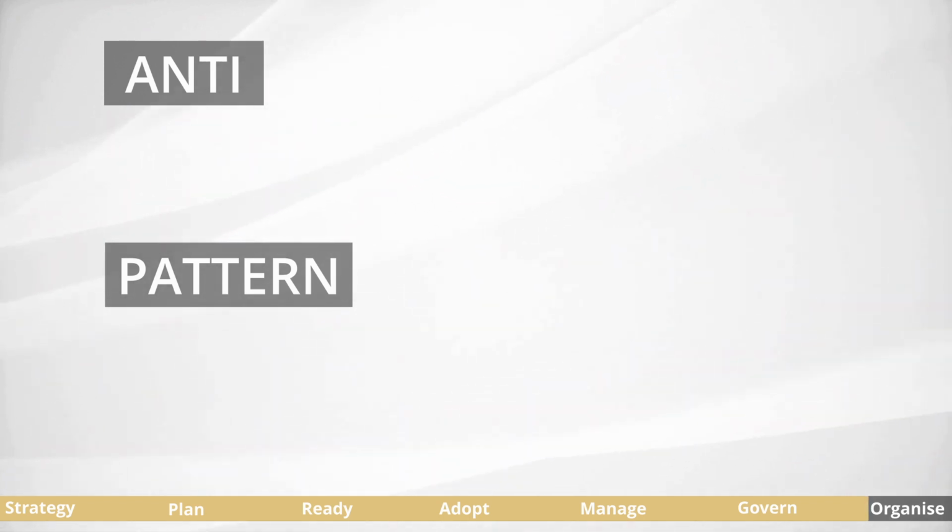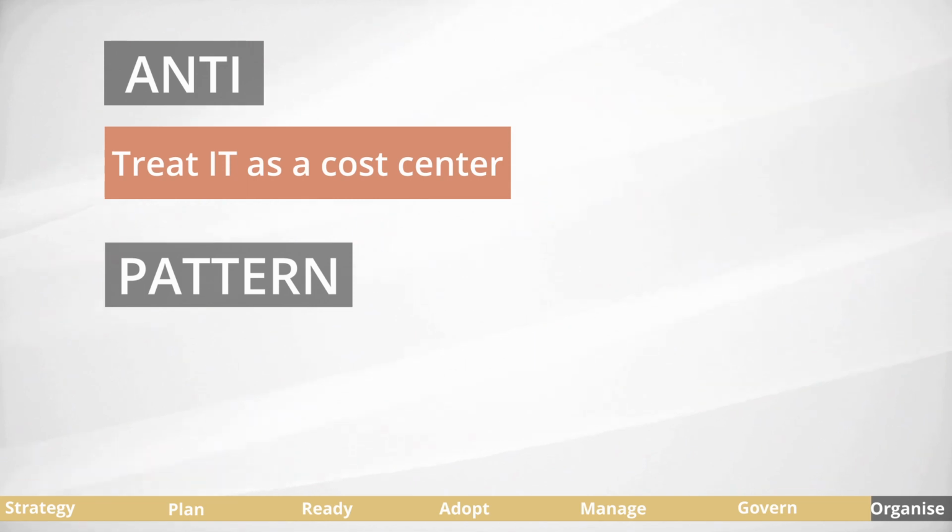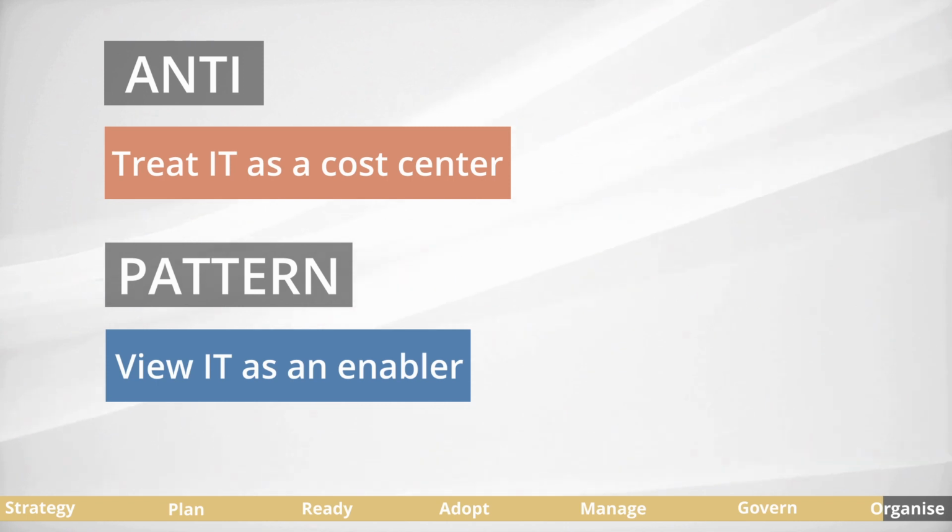The next anti-pattern is treat IT as a cost center. Many companies treat IT departments as cost centers. This approach can lead to the perception that IT doesn't add value to the company. The preferred approach is to view IT as an enabler. IT should be seen as an enabler, and it should either charge the business and show IT cost as operating expenses, or at least show back the IT cost and create awareness.